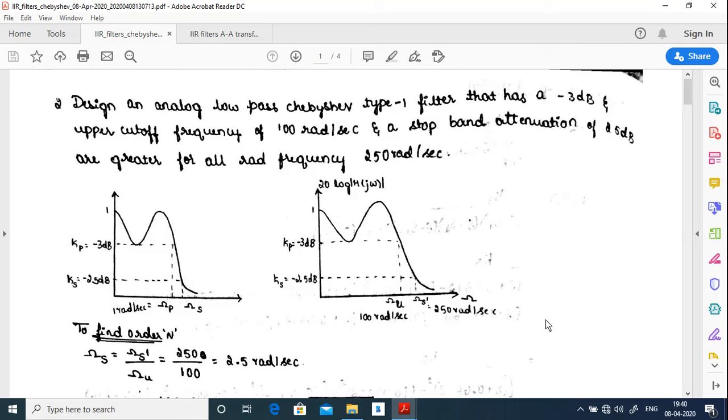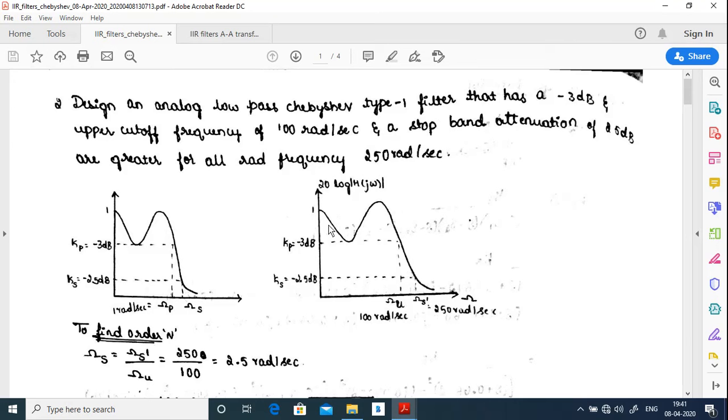or greater. This is not AR, this is OR, or greater, for all radian frequencies which is more than 250 radians per second. So now based on this, I'm going to write a magnitude frequency response of a normalized Chebyshev filter, or in general. Now first I'm going to represent magnitude frequency response of a Chebyshev filter for a given specification.